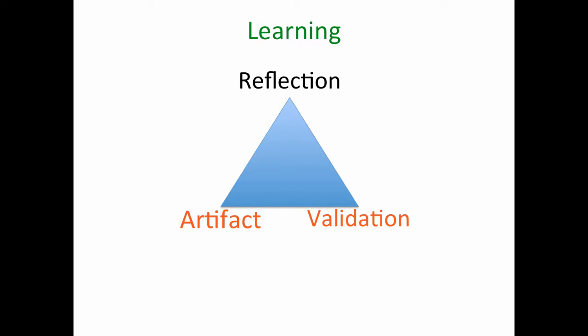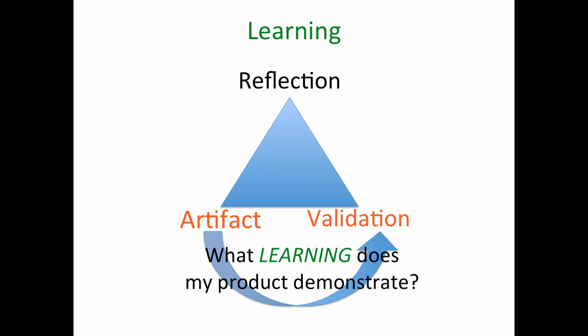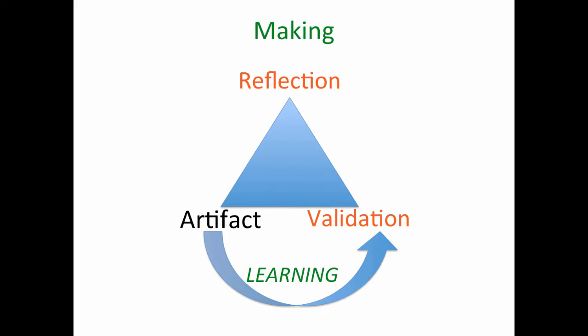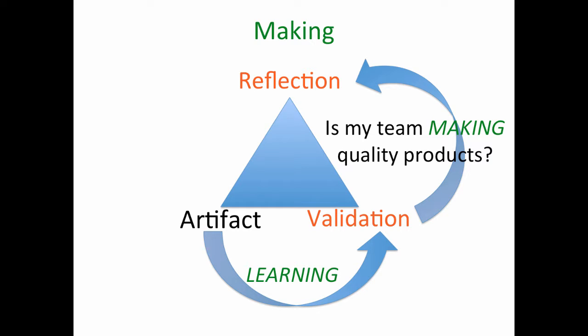When we're looking for the learning, we're looking at the artifact and going backwards to see what learning was demonstrated in that product. And when we're looking at the making piece, we want to know, is my team making quality products? We can do this by going back from the validation to the reflection period and looking over what those reflections were over the iterations.